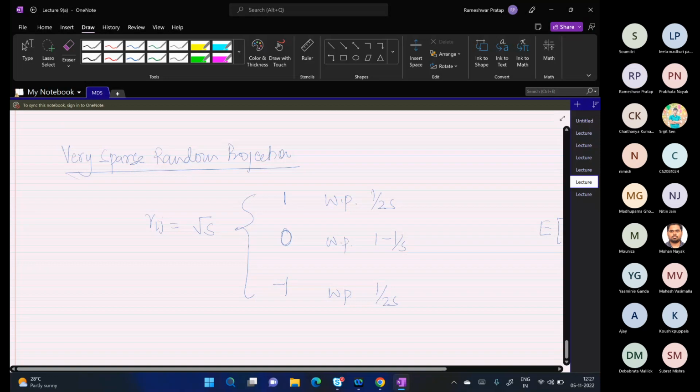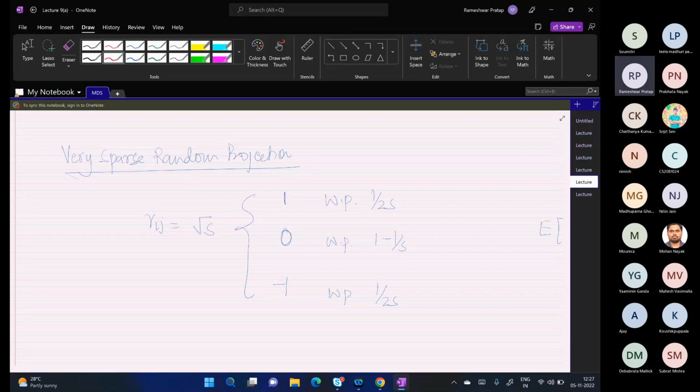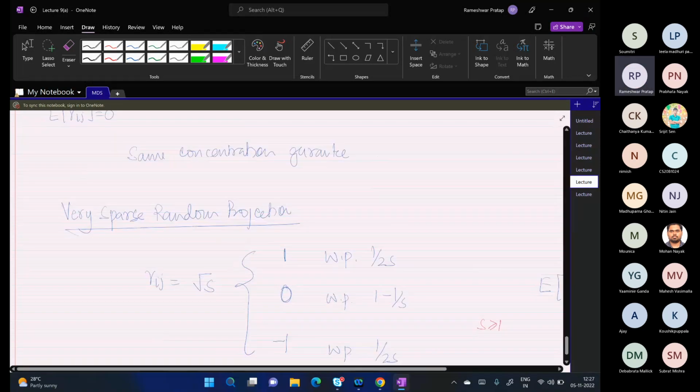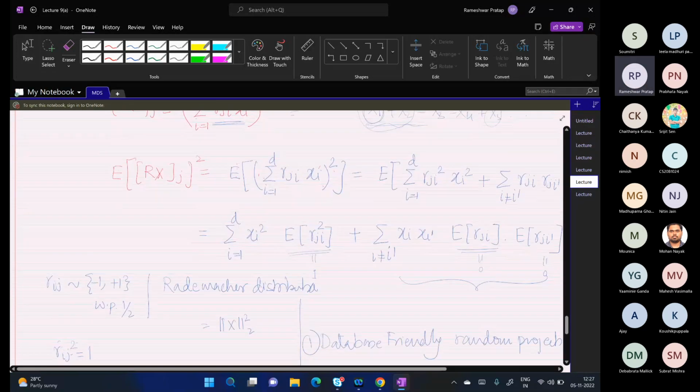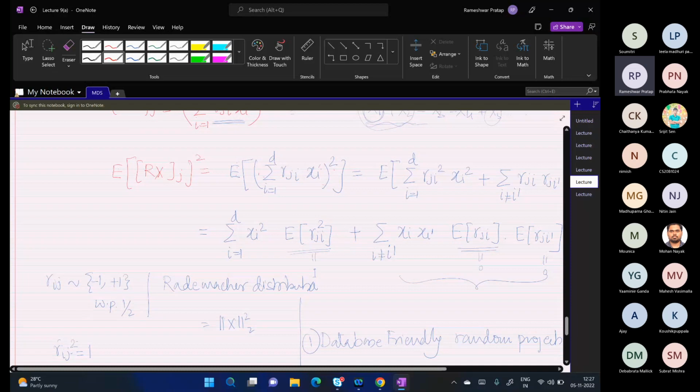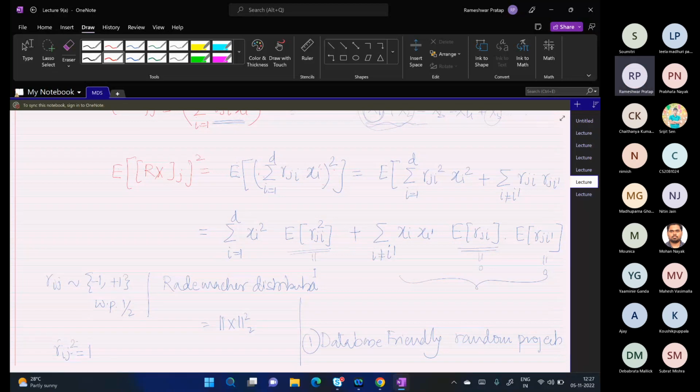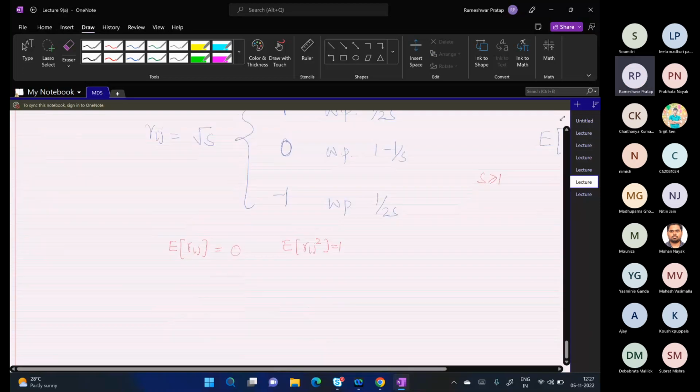So here again, we can show that for s greater than or equal to 1, the expected value of Rij is 0. You can also show that the expected value of Rij square is 1. And if we put these things in this equation, we get that the expected value of the norm of the compressed vector is the norm of the original vector. It has also been shown that the same concentration bound holds.